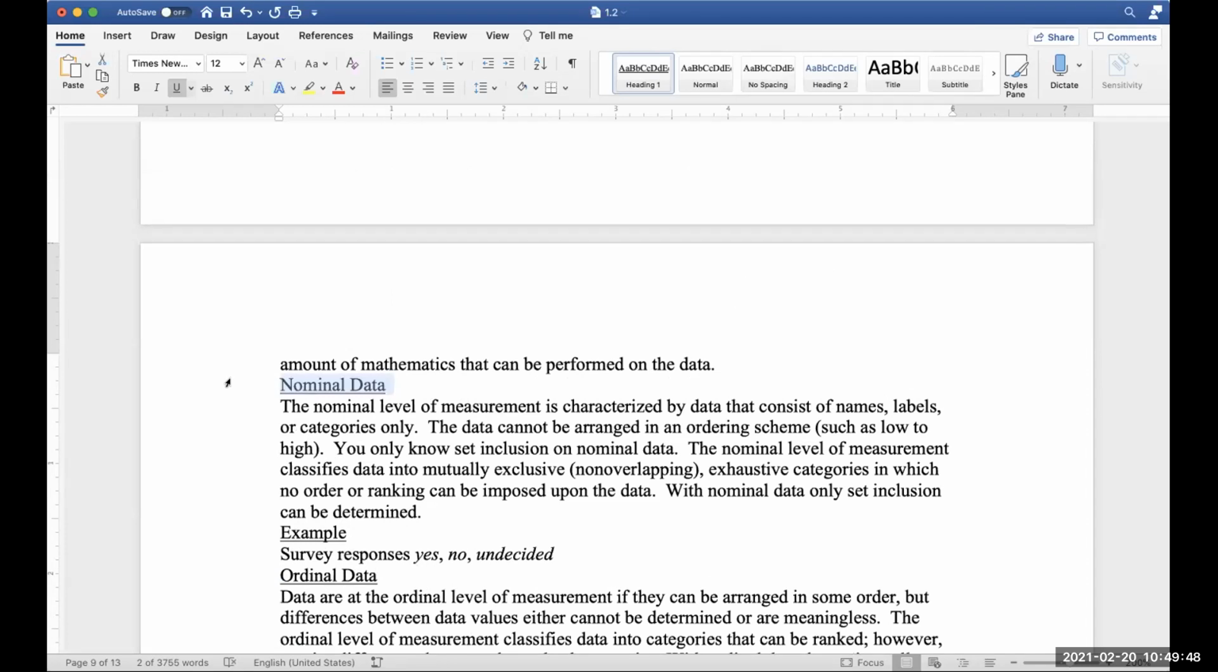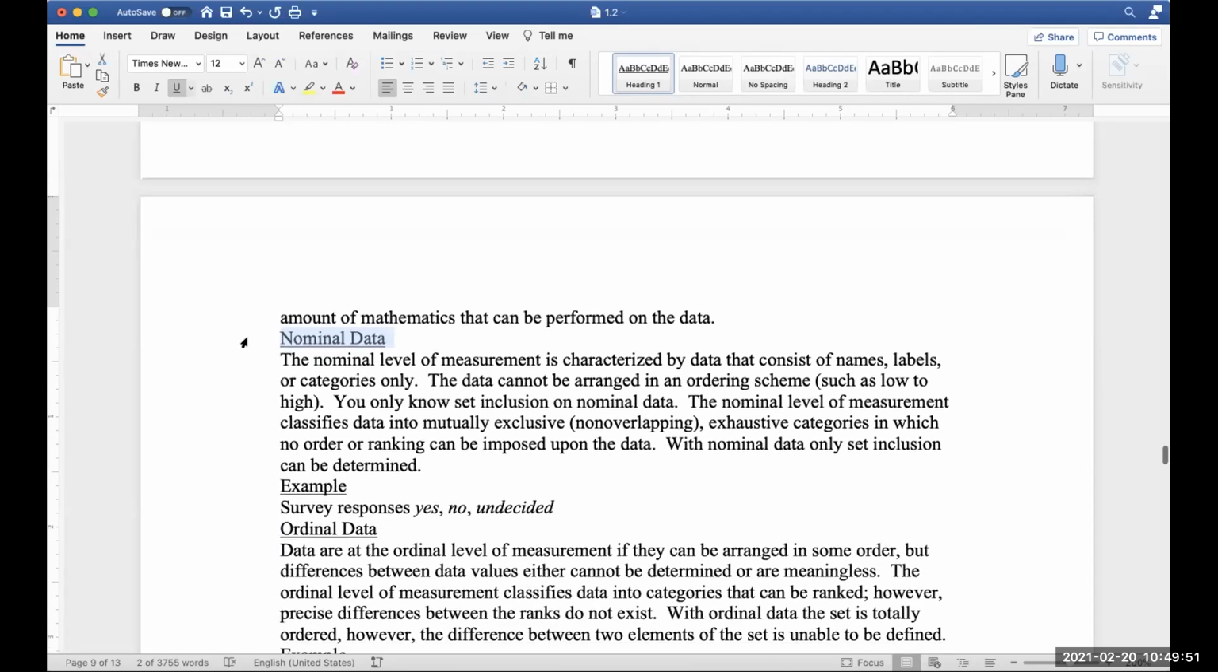So let me go over nominal data. In nominal data, the only thing you can do is categorize your data, and you can't do any other mathematics with it. So you can't add or subtract your data. You can't order your data. You can't figure out if a particular piece of data is bigger than another. If there's no way that there's a total ordering on your data, then we say that is nominal.